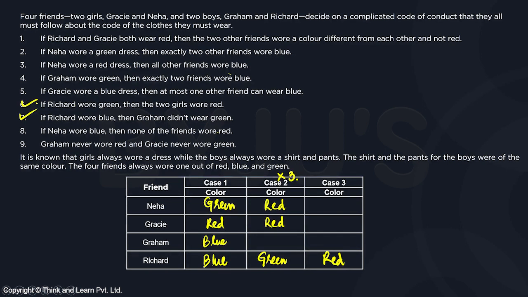Okay, so let's take a scenario where Gracie is not going to wear red. Gracie cannot wear green, and let's say Gracie doesn't wear red. So the only color Gracie can wear is going to be blue. Okay. The 2 other friends wore a different color from each other. If both wear red, right now they do not. Next, if Gracie wore a blue dress, then at most one other friend can wear blue. So we don't know who at most is going to wear. We will remember this.